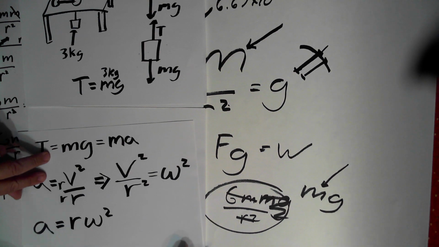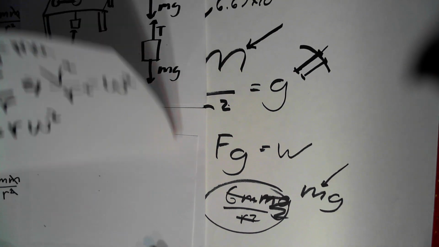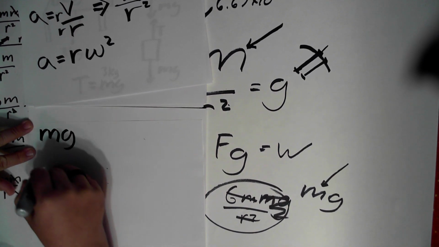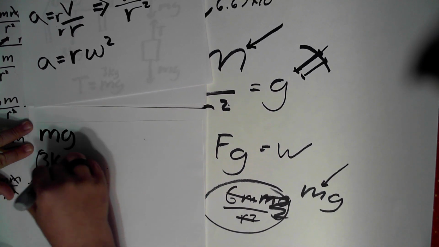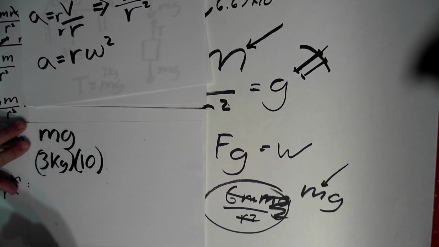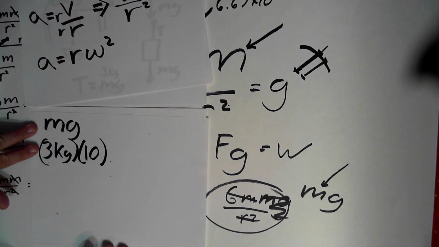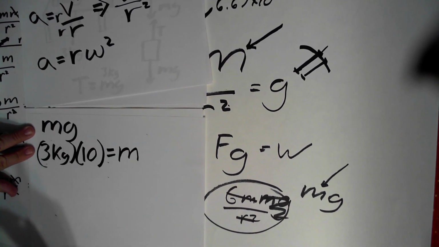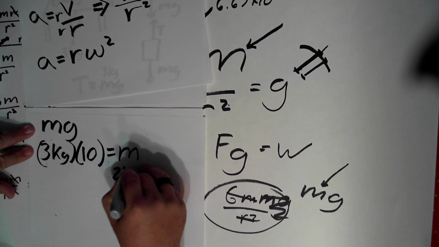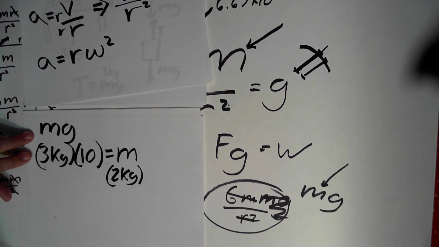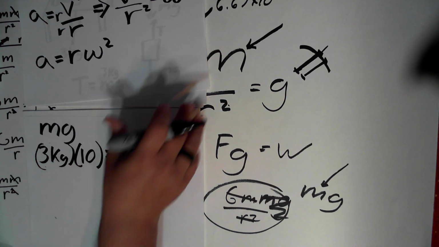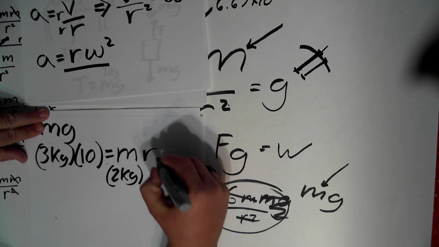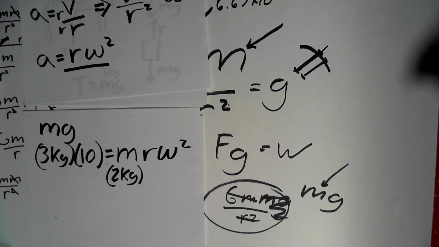All right, now on to the last part of the problem, the plug and chug part. I have my tension, which is equal to mg, which is the 3 kilogram block times the acceleration due to gravity, which we know is 9.8, but I'm going to say it's 10. That is equal to ma, and now this is the spinning mass, which is my 2 kilogram object, and we are going to multiply that by a, but I am going to make this substitution for a, which is going to be r omega squared.